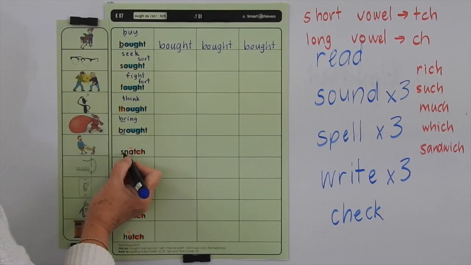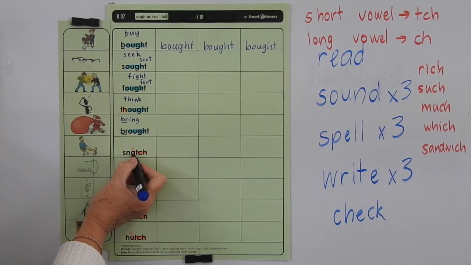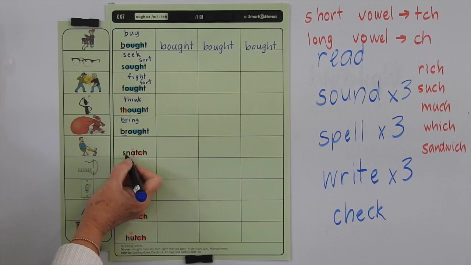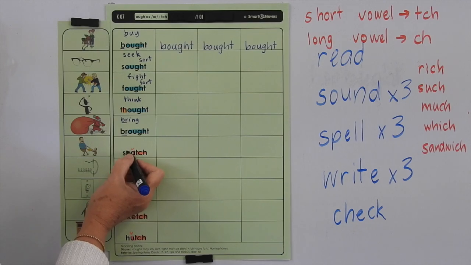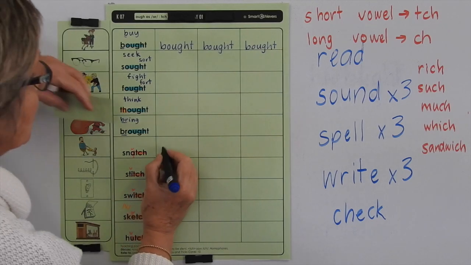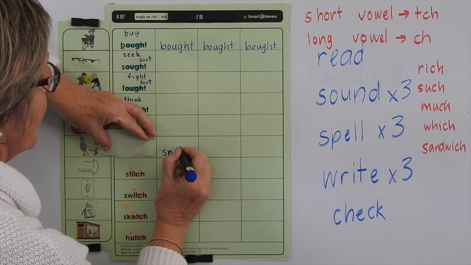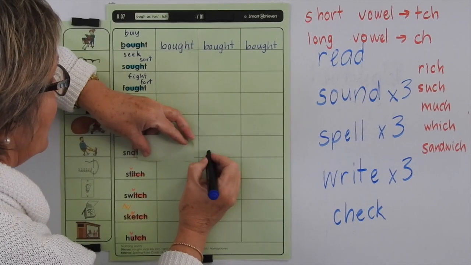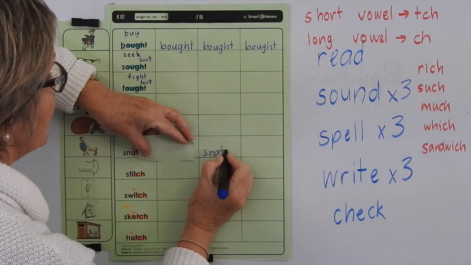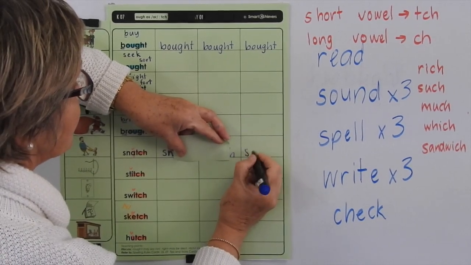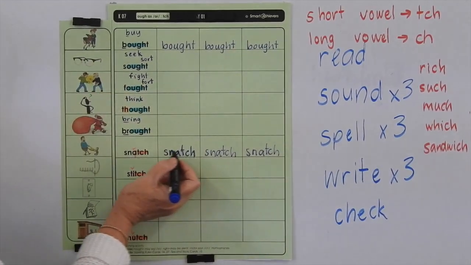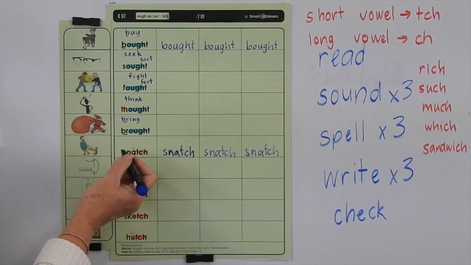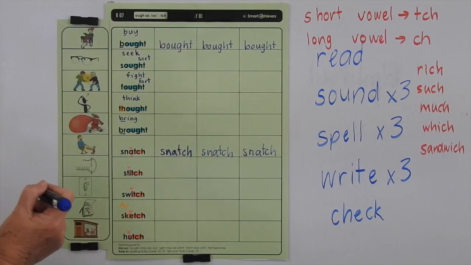Let's go down and do one of these. So we've got snatch, snatch, snatch, snatch. S-N-A-T-C-H. Look to make sure you've spelled it correctly. If you've made a mistake, don't forget to rub it out and go back and start that process again.